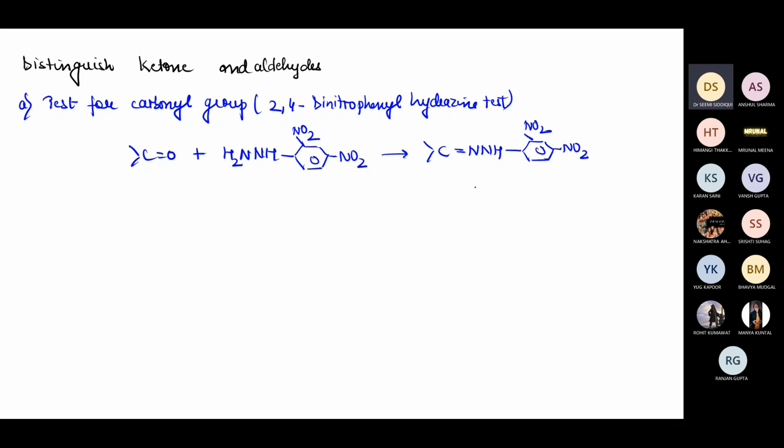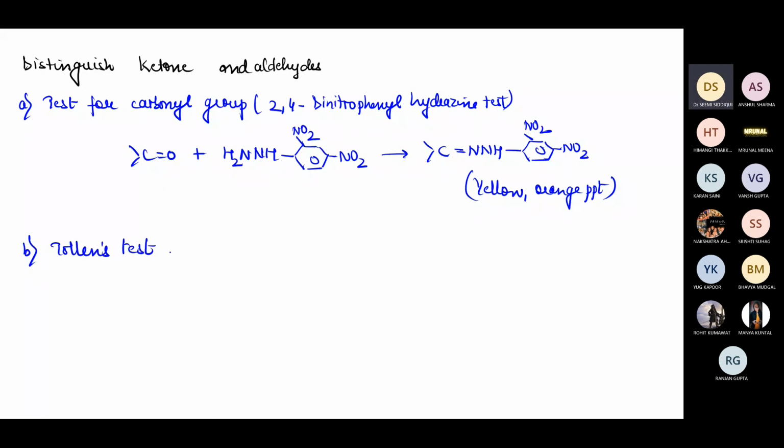Now you are going to get either a yellow or an orange PPT. Okay? Both aldehydes and ketones consist of the carbonyl group, so whether you take an aldehyde or a ketone, this will come. Now we know that you have a carbonyl group. So another test we can do is the Tollens test.